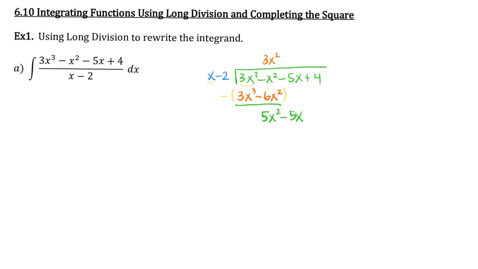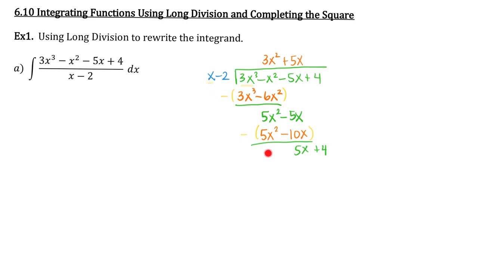Now, what do I times x by to get 5x squared? Times it by 5x. Distribute it. 5x times x is 5x squared minus 10x. Then I'm going to subtract down. 5x squared minus 5x squared cancels. Negative 5x minus negative 10x is negative 5x plus 10x, which is 5x. And then I'm going to bring down the 4.